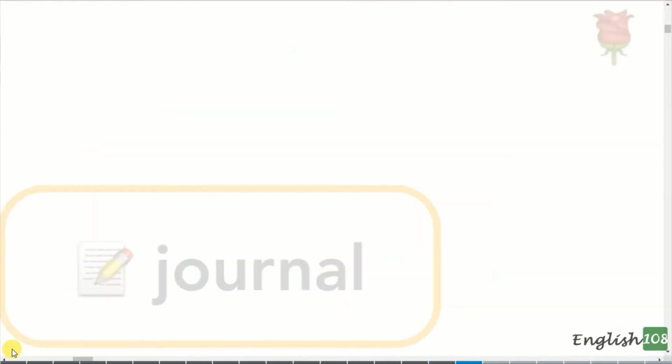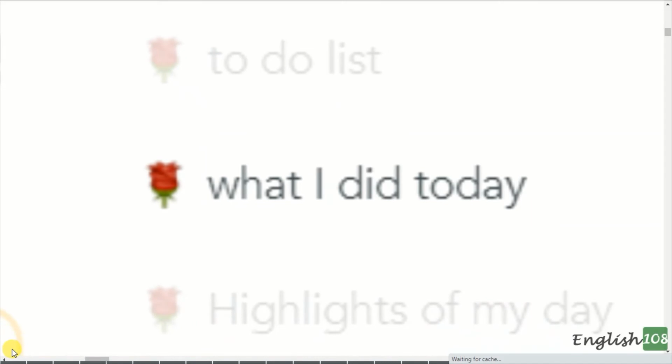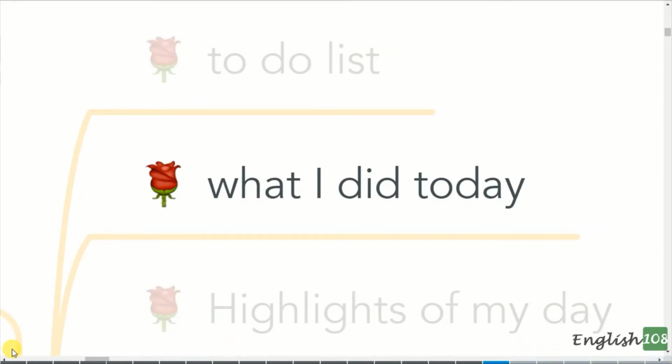Journaling. I do this as well. This has definitely helped me out over the years to improve my language. So what you guys can do is you could make a to-do list, the list of things that you have to do throughout the day, you want to do on that particular day. You can make a note of that.